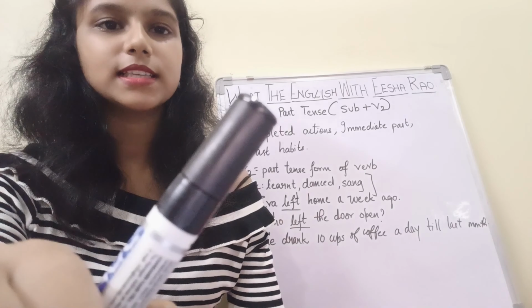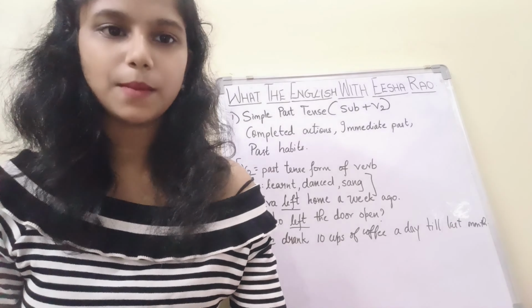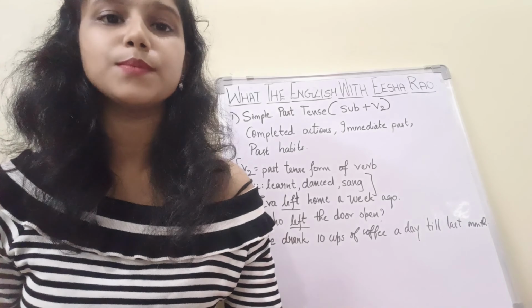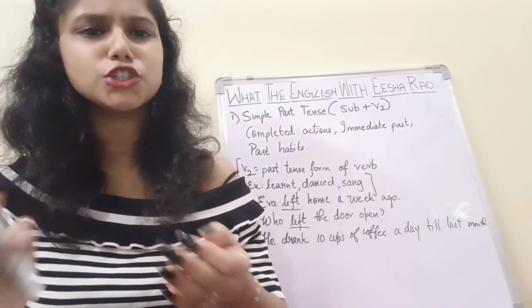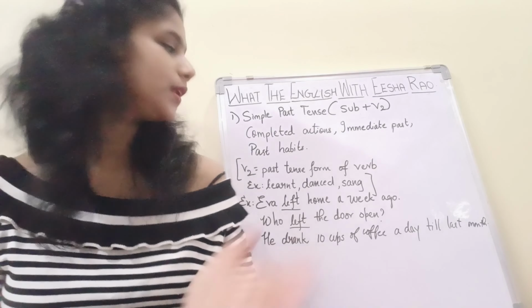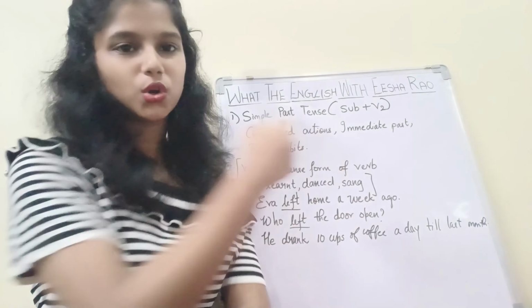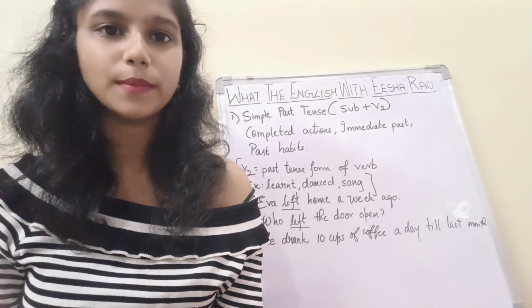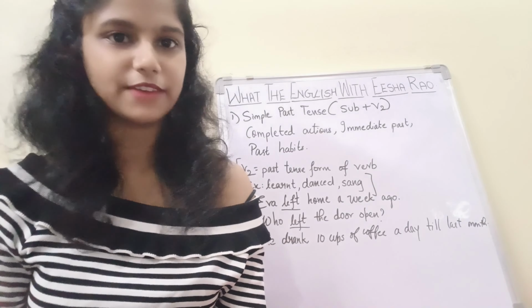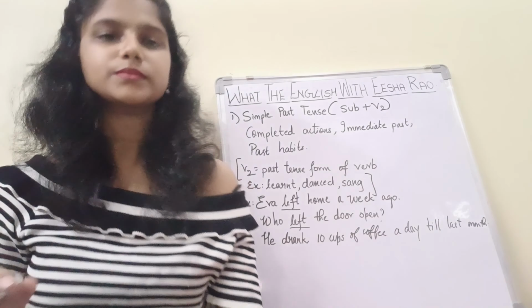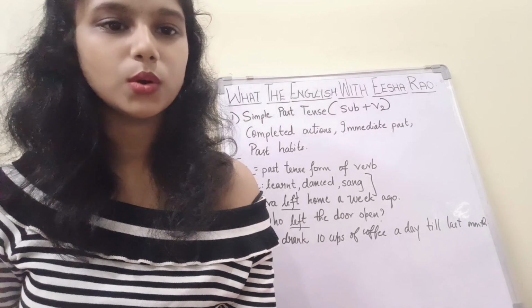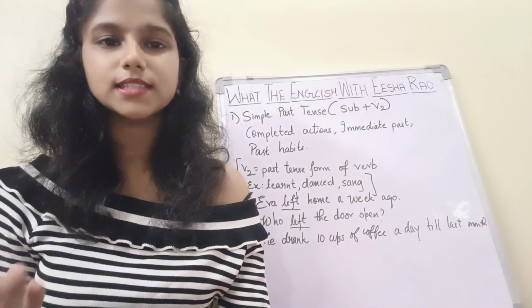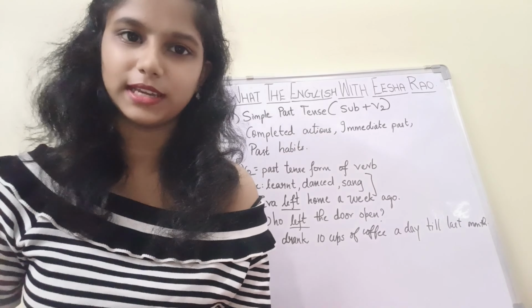Example. Next, talking about the immediate past, this is used without a reference to describe something that happened a very short time ago. For example, who left the door open? Here the present tense form is leave and the past tense is left. That is the V2 form. Who left the door open? Here in this sentence it is done in a short period of time.